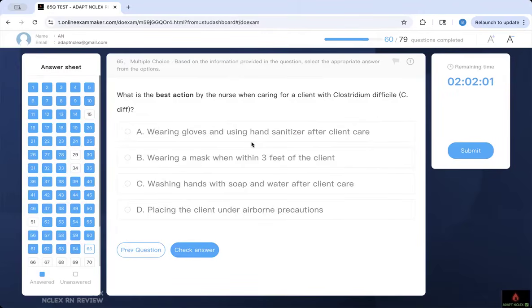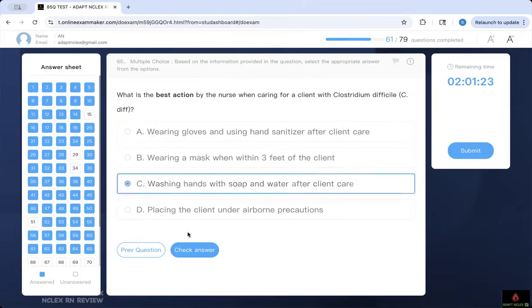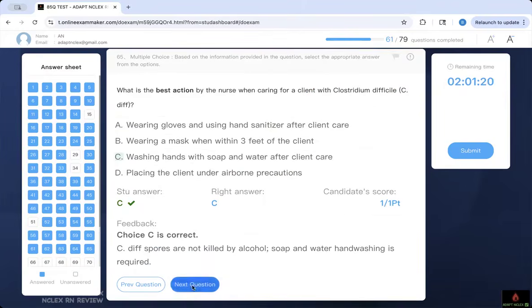Placing the client on airborne precaution. What do you think? You can see B and D are wrong. Now you're left with A and C, and let's break them down. Which one will you choose, A or C? C. diff requires absolutely washing with what? Soap and water. So she used hand sanitizer. Even though she wore gloves, she used hand sanitizer. I'd rather pick this one because that person used soap and water. And that's the way you can answer them.